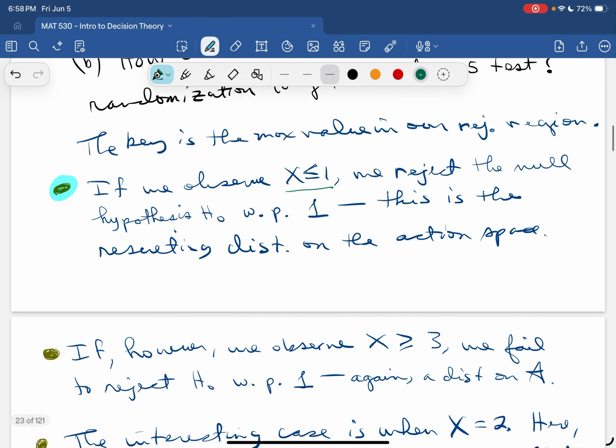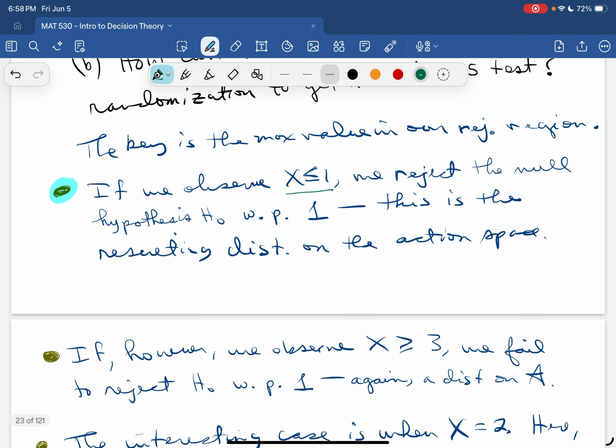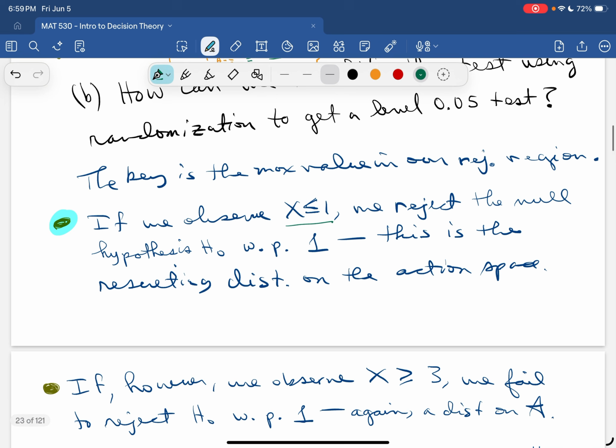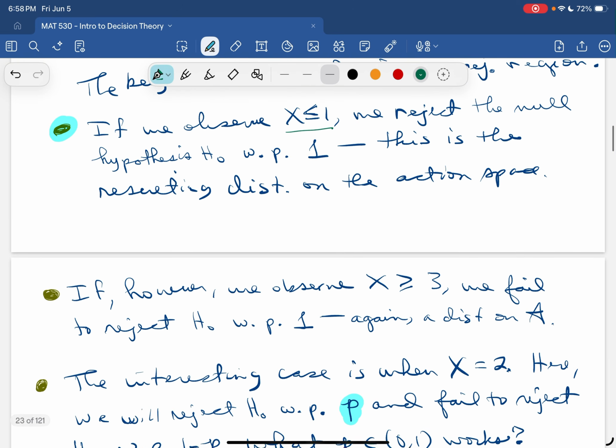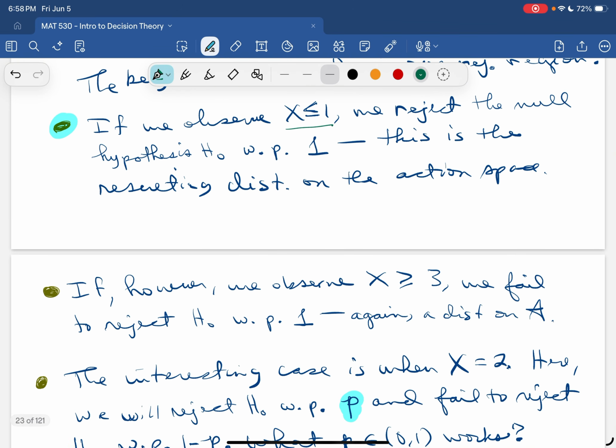If, however, we observe x bigger than or equal to 3, we would not be able to reject the null hypothesis. And so notice that in these two easy situations, as soon as we observe the data, we do actually have a probability distribution on the action space. It's just that we do one action or the other with probability 1. And then, like I said before, the interesting case is, what do we do if x equals 2?